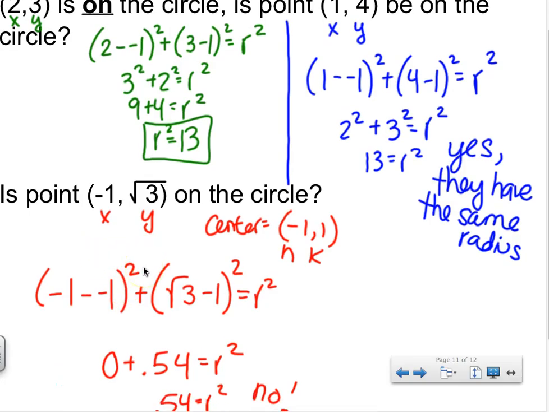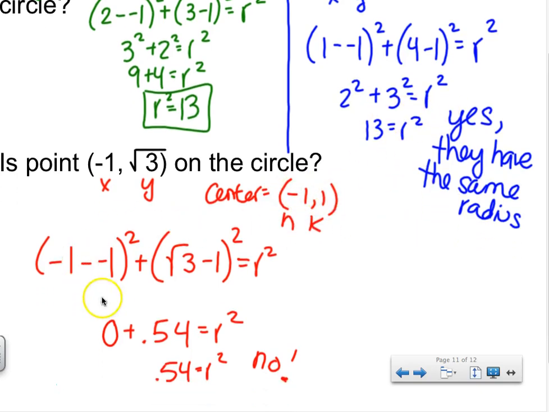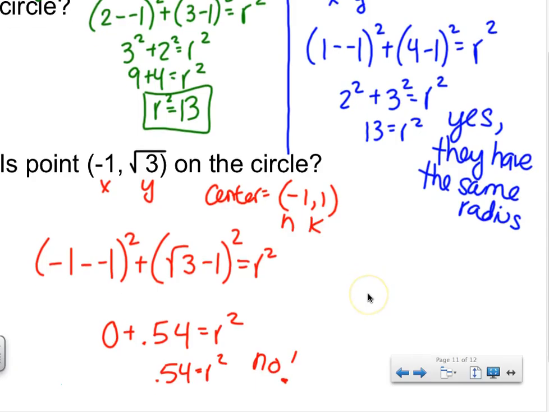This point down here, I had a -1 and a square root of 3, and I used my same center, and I wanted to make sure that I got r squared equals 13, but you did not. You should have gotten a 0 when you squared that, and when you squared this term, you should have gotten a 0.54. So that is nowhere near 13, so that point is not on the circle.